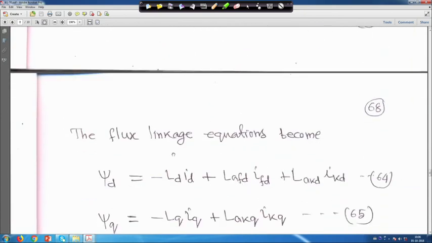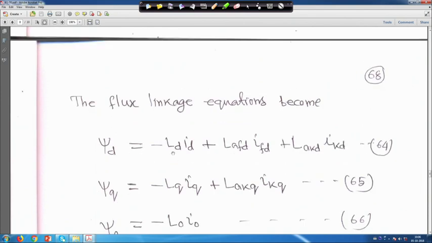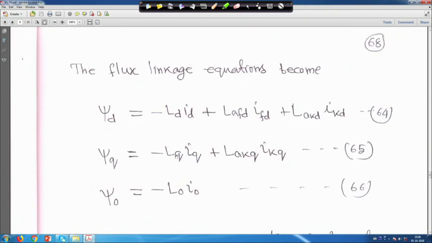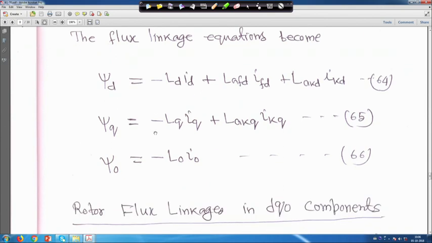Now, if you do so, then the flux linkage equation will become psi d is equal to minus L D I D plus L F D I F D plus L A K D I K D. This is equation 64. Similarly, psi q is equal to minus L Q I Q plus L A K Q I K Q. This is equation 65. Similarly, psi 0 will be equal to minus L 0 I 0. This is the psi d, psi q and psi 0 equation, and also we have seen I d, I q, I 0; these are the flux linkage equations.